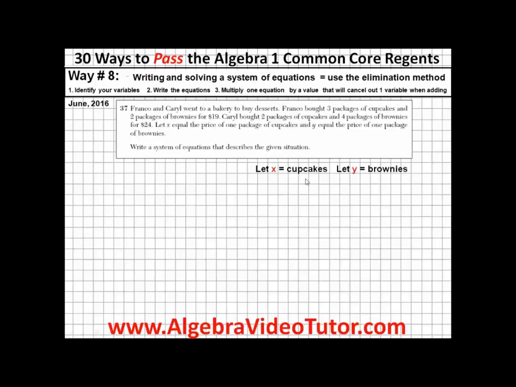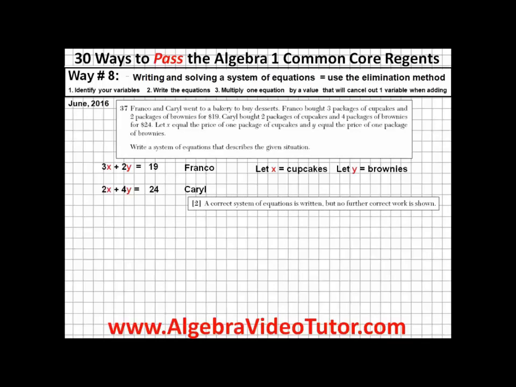Now, what we're going to do next is take the second sentence, Franco bought 3 packages of cupcakes, so it should look like this: 3 times x plus 2 times y equals 19. That's 3 packages of cupcakes plus 2 packages of brownies for a total of $19, which is Franco. Then you're going to do the same thing for Carol. It says she bought 2 packages of cupcakes and 4 packages of brownies for $24. Okay, and that right there would get you 2 points for writing a correct system of equations, even if you did nothing else. Okay, but we're going to continue.